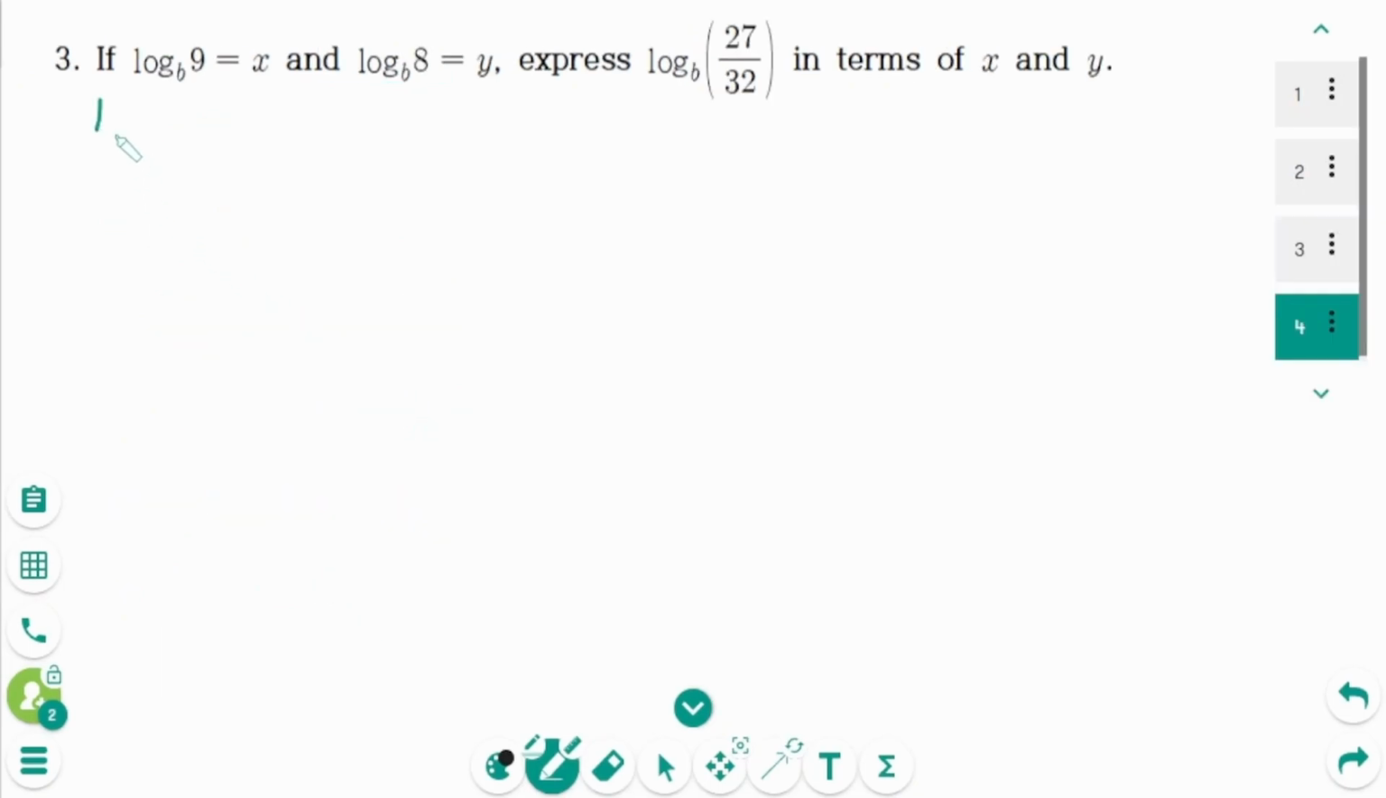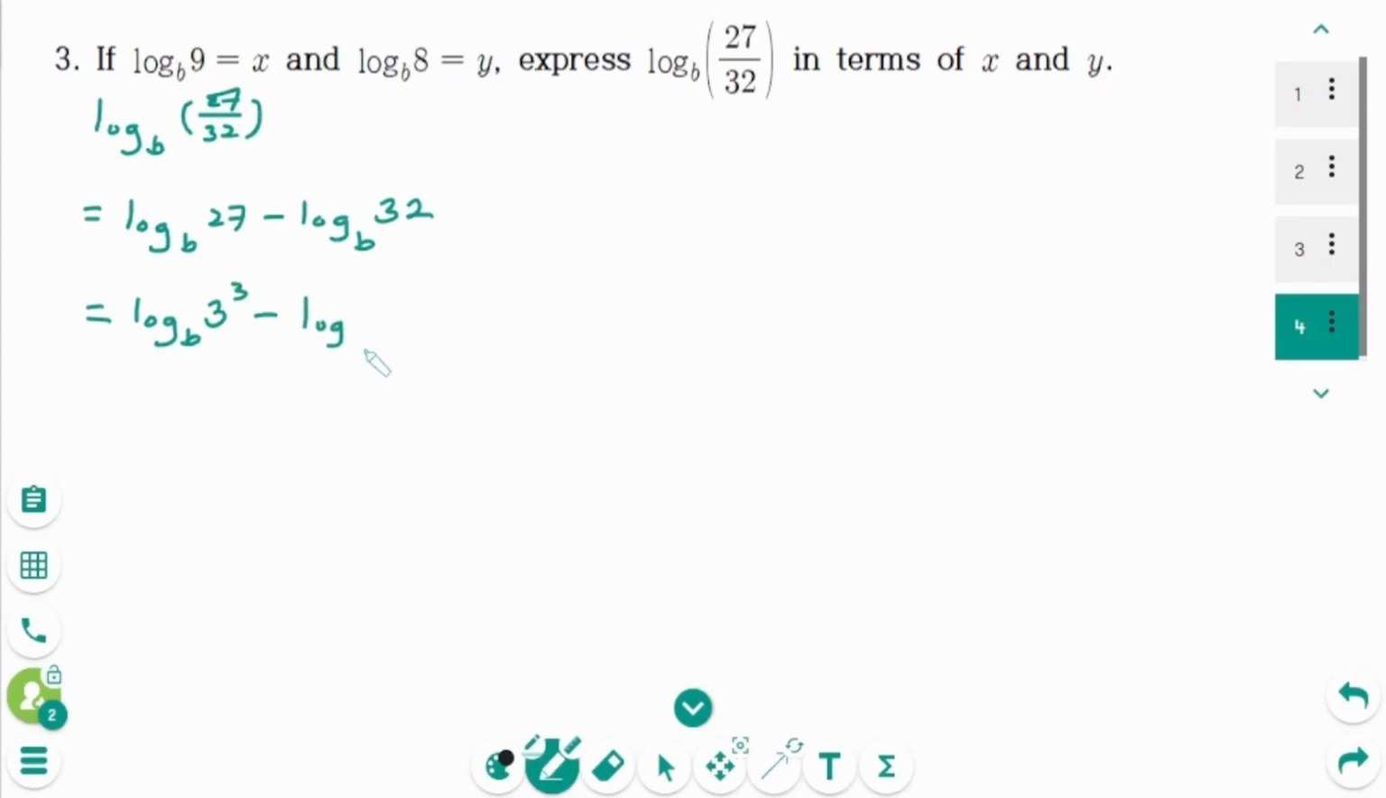Question 3, log base b of 27 over 32 equals, use the quotient rule, log base b of 27 minus log base b of 32 equals log base b of 3 cubed minus log base b of 2 to the power of 5 equals, move 3 here, then 3 log base b of 3 minus 5 moves here, then 5 log base b of 2.